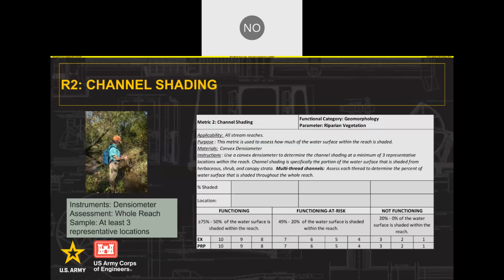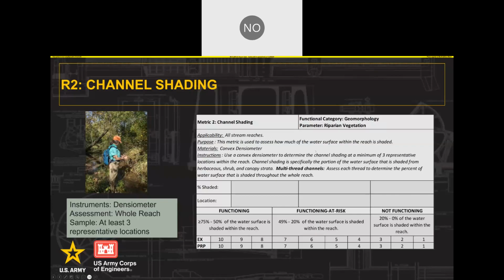And you just want to find at least 3 representative locations. You can add more. It's pretty fast, so it won't slow you down too much. And yeah, we just want to see what portion of the water surface is shaded by mostly shrub and canopy strata, probably not herbaceous, even though that's in there.